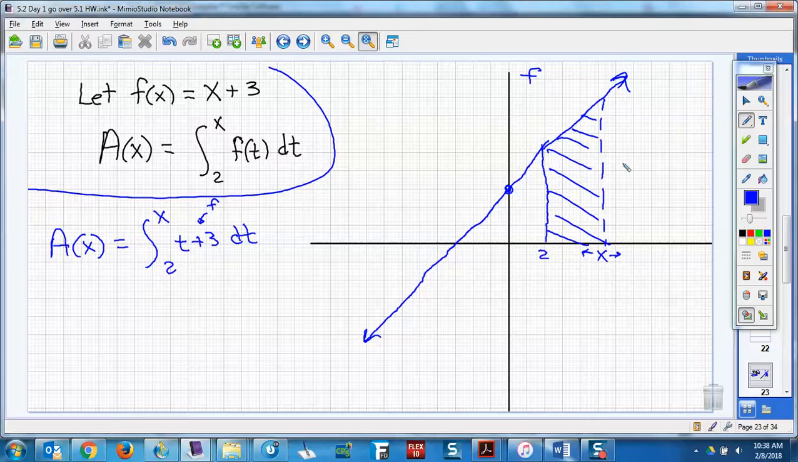It makes it easier. All right, so what is this area? Well, what shape is that? It's a trapezoid. So a of x is going to be the area of this trapezoid. So the area of a trapezoid is 1/2, and then we take our two bases and add them together. So here's this base right here. How much is that?